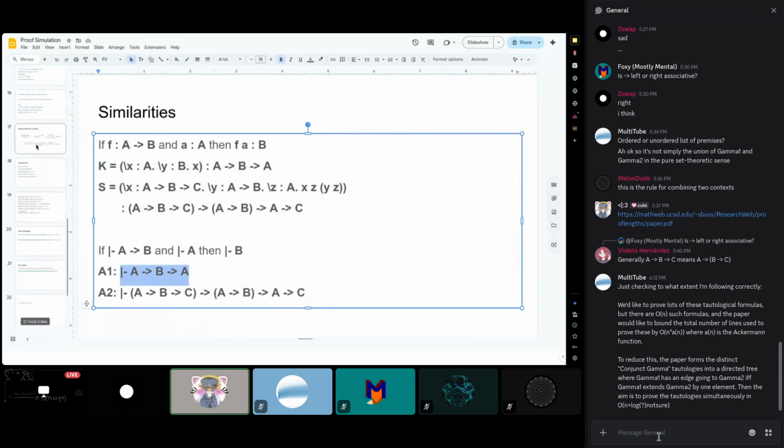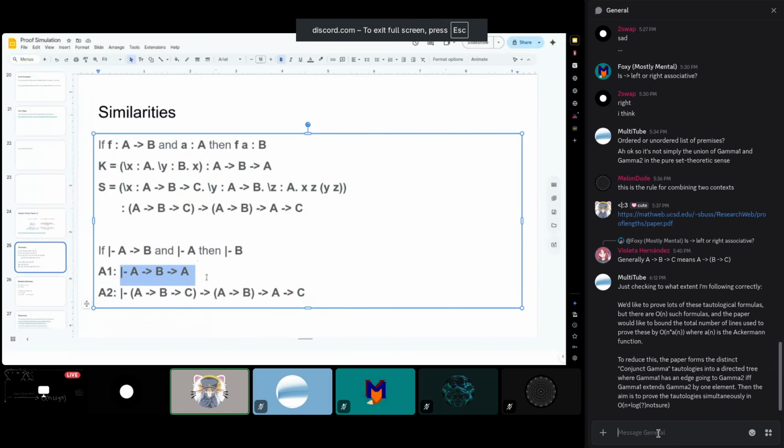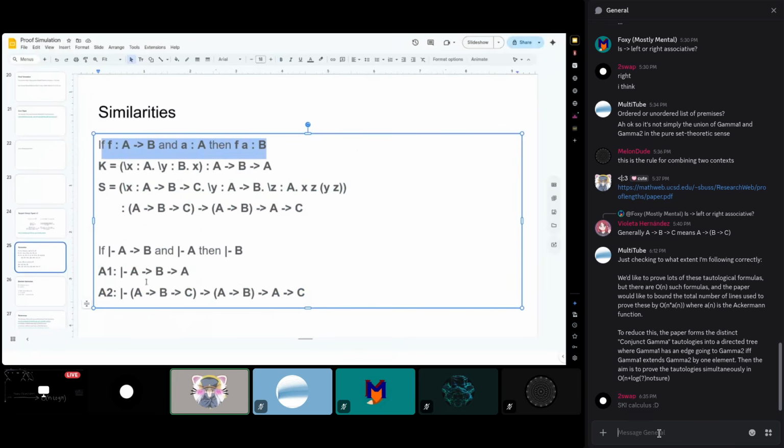In this Hilbert system that I showed earlier, we have an axiom that says you can prove that A implies B implies A. So that's interesting. This type signature looks a lot like this axiom here. And this application rule looks a lot like modus ponens here, right?